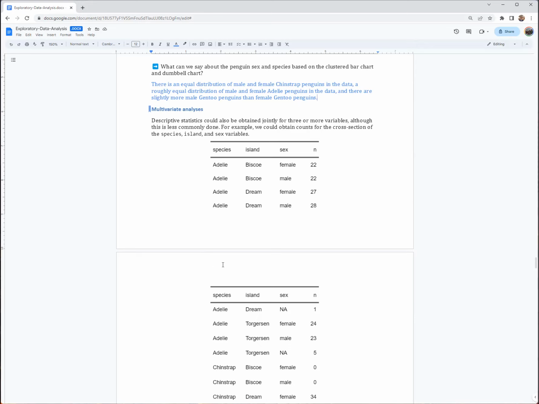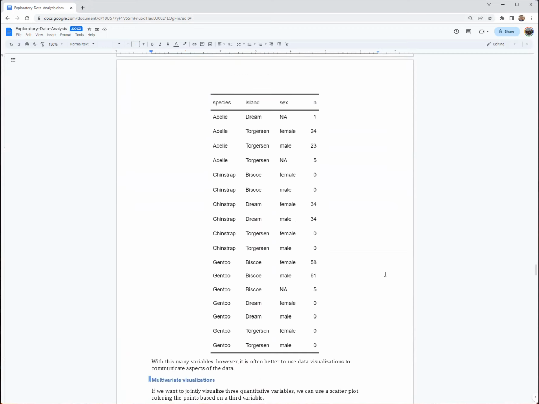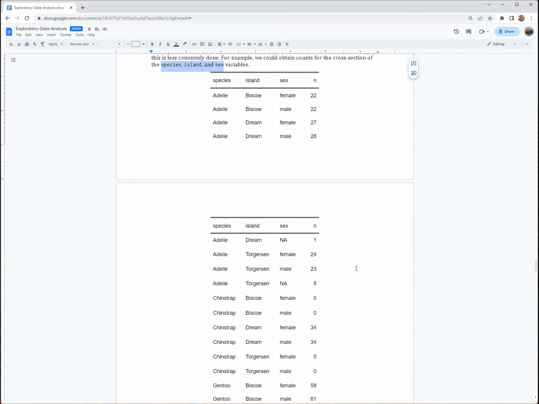All right, so looking at 3 categorical variables here, species, island, and the sex of the penguin, we can get all the cross sections here. And this table is including zeros this time, unlike the previous frequency table, and it's also including missing values. So for example, there was one penguin that was an Adelie penguin, recorded on the Dream Island, and they weren't able to tell if it was male or female, apparently. And there were 5 penguins such that was the case, who were Adelie from the Torgersen Island, and they didn't know or didn't record whether it was male or female.